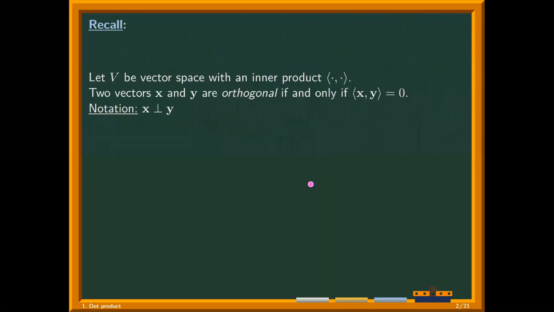So recall that if V is a vector space with an inner product as indicated, so V is an inner product space, we say that two vectors x and y in V are orthogonal if their inner product is 0. And this is denoted by this symbol, x perp y.